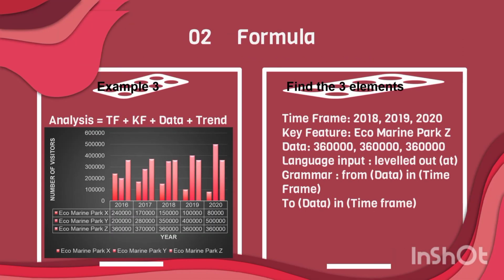Next, example number 3. So now we are going to find out how we are going to write this with 3 time frames, 2018, 2019, 2020. Same key feature, Eco Marine Park Z. Data is the same for the 3 years, 360,000. So we use the language input, level out at, and then the grammar.